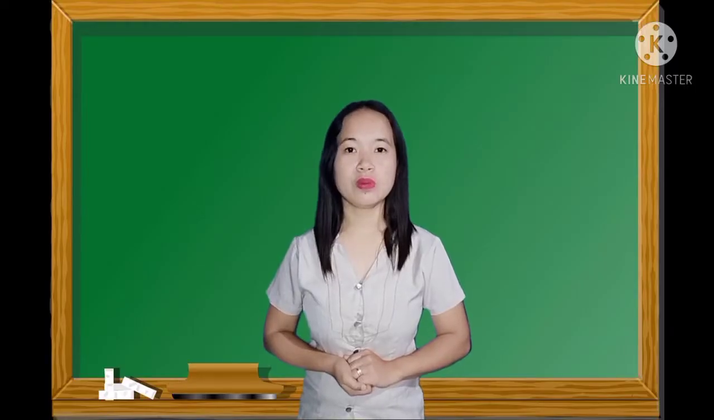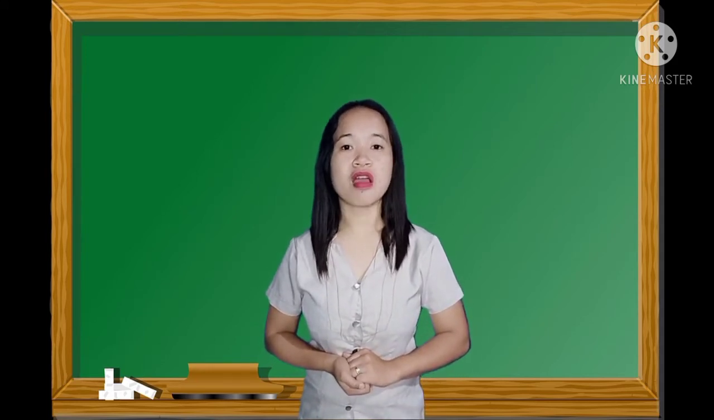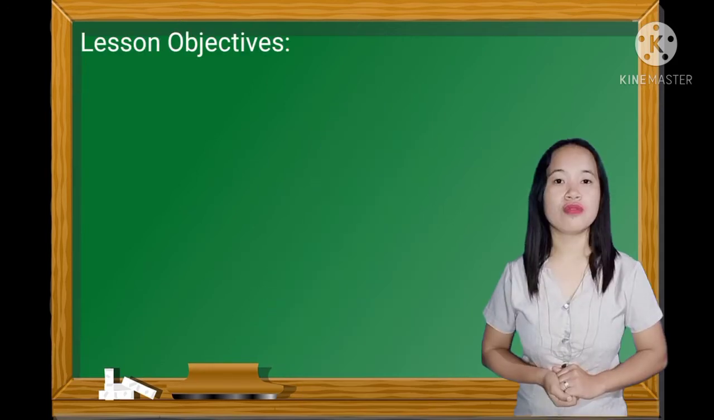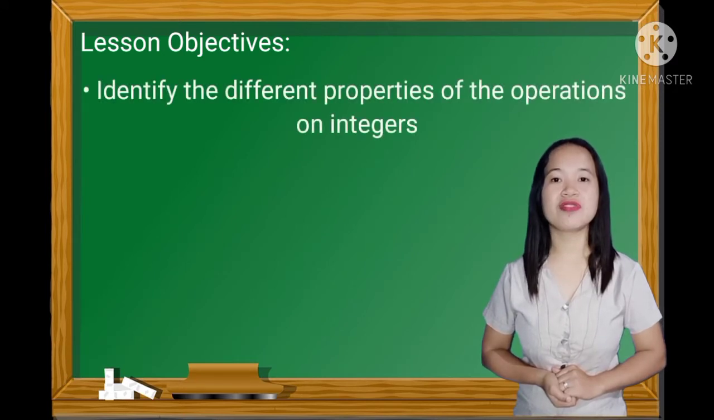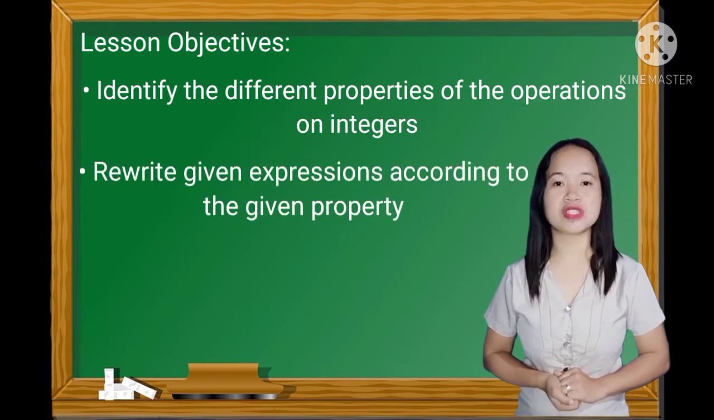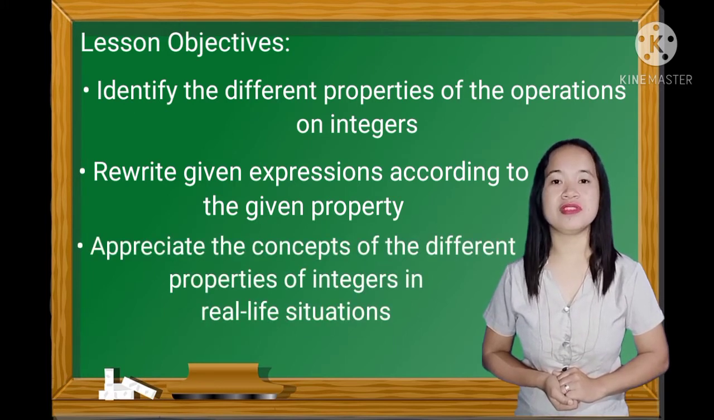As we all know, for every plan, there is always a goal. Now, here are our lesson objectives. First, identify the different properties of the operations on integers. Next, rewrite given expressions according to the given property. And lastly, appreciate the concepts of the different properties of integers in real-life situations.